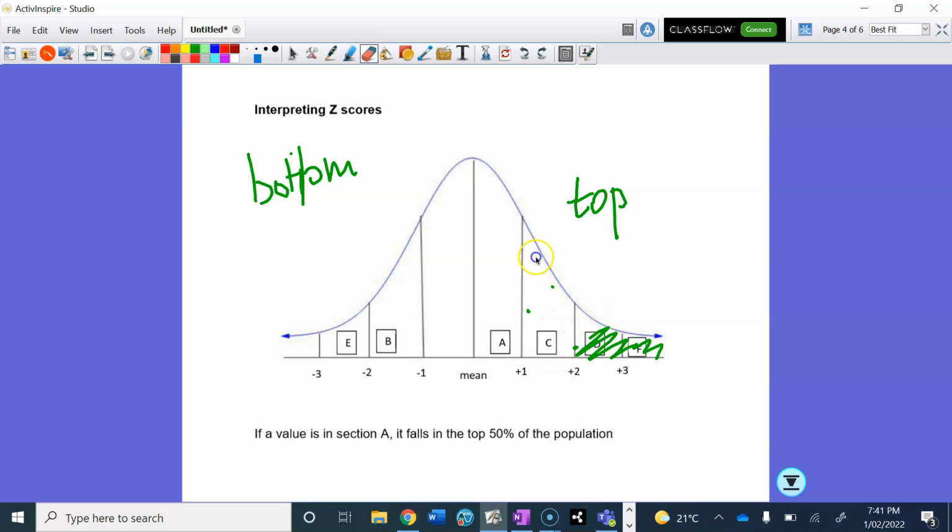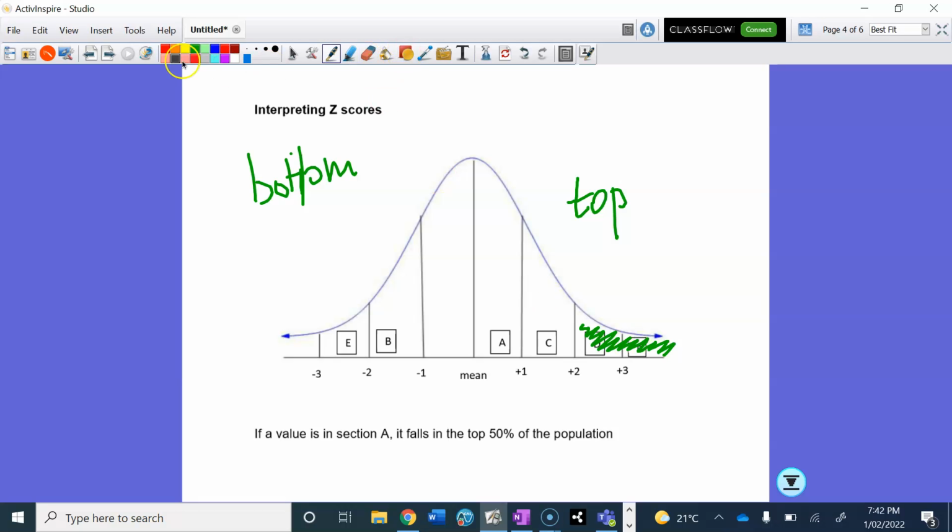If I was looking at section D, so I might say I've got a real smart cookie in my class and they have scored a Z-score of 2.6, that would put them in this section of the graph, and I would interpret that as meaning that they would fall in the top 2.5% of my population. So really high scoring on their SAC. I think that probably gives you enough information to be able to answer that section and have a bit of a play with interpreting the scores.